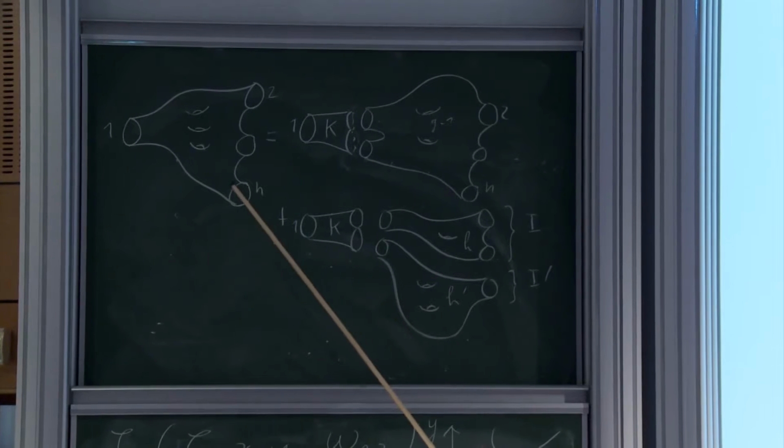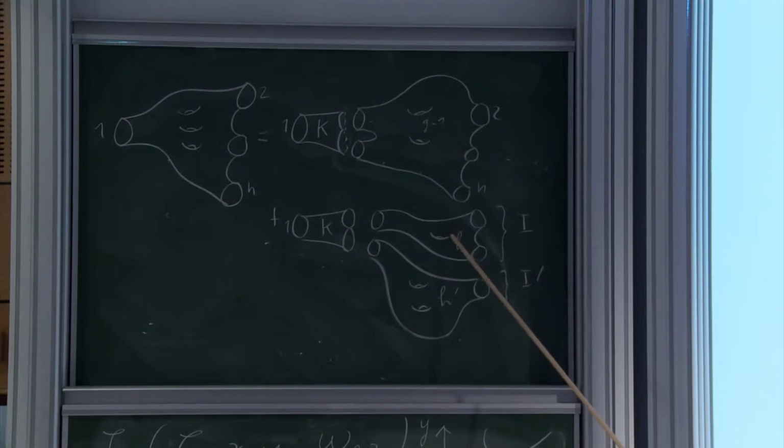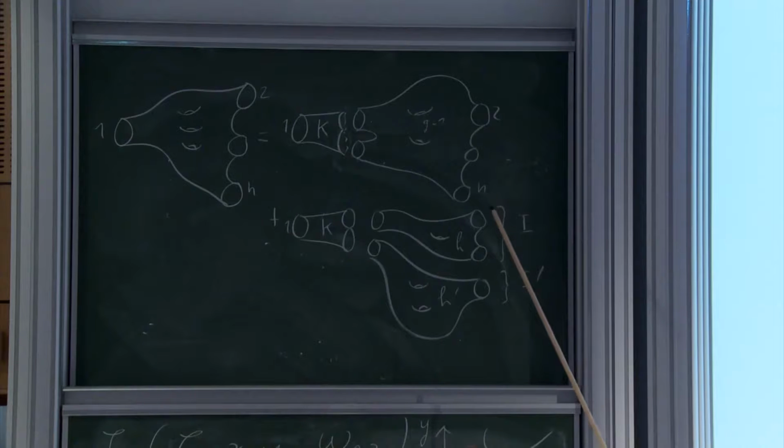Or the other possibility, when you remove a short, is that you get something disconnected. Then you have two genera, H and H prime, and their sum is the number of holes here. Basically, the number of holes is conserved in that picture, and the number of boundaries is conserved.